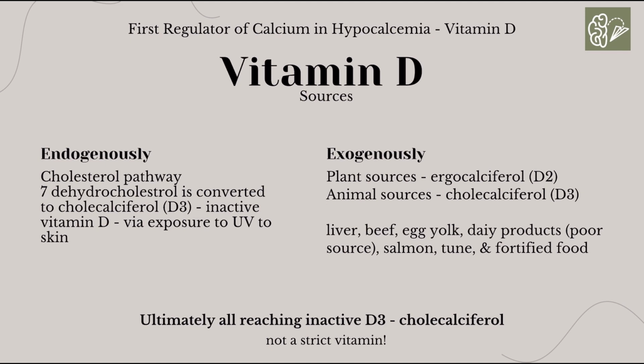Exogenously, there are plant sources and animal sources like liver, beef, eggs, and so on. But unlike calcium, where dairy products are a very important source, dairy products are actually a poor source of vitamin D. Plant sources will give ergocalciferol, and animal sources will give cholecalciferol.